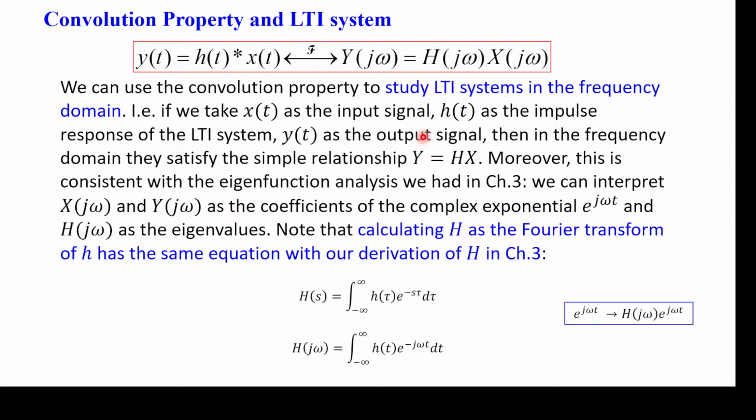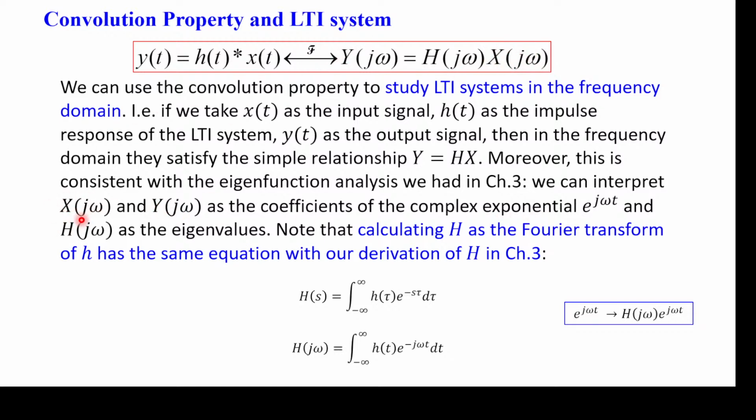We said that for every LTI system, every complex exponential is an eigenfunction, right? So you put the eigenfunction into an LTI system, and you will come out with the same eigenfunction, e to the j omega t, times the eigenvalue big H of j omega. And this multiplication, big Y equal to big H times big X, is saying the same thing.